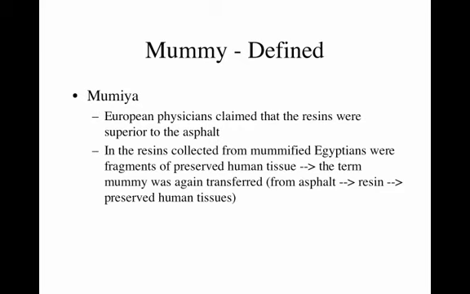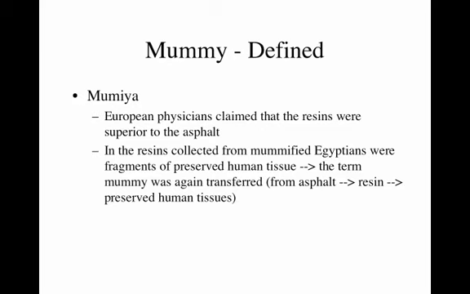Now, remember, resin was available, but it wasn't very prevalent there in Egypt. They had to travel to get the resin, and they would put the resin on mummified bodies. So in the resins collected from mummified Egyptians, there were fragments of preserved human tissues. So the term mumia was again transferred initially from the asphalt to the resin, and now from the resin to the preserved human tissues that were stuck in that resin.